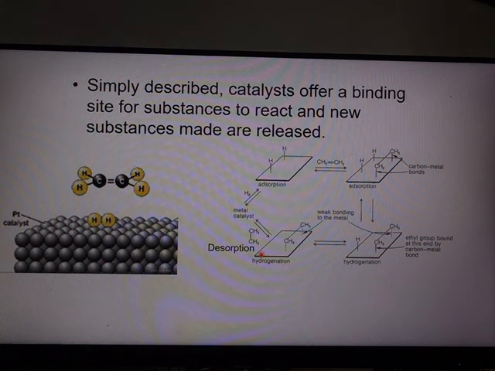Okay, so you've got adsorption and desorption. It's important that the reactants bind to the surface, that they are adsorbed, but that the products can leave the surface of the catalyst. Otherwise, if the product occupies the surface of the catalyst, then no more reactants can bind to it.